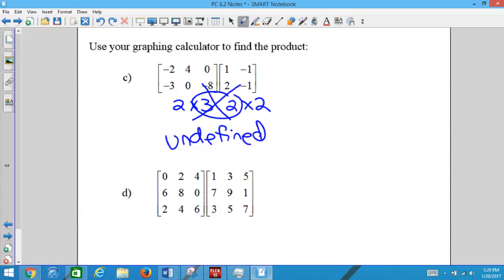So what should we do before we do question D? All right. So we got a 3 by 3 and a 3 by 3. Can I multiply those? What will I get when I'm done? All right, you try it. See that you can get the correct answer using your calculator.